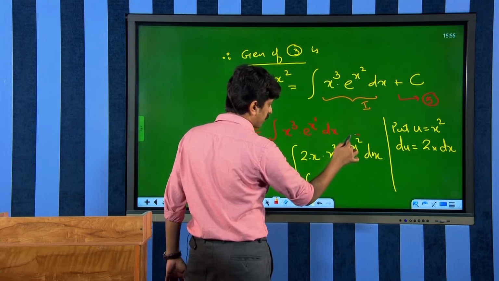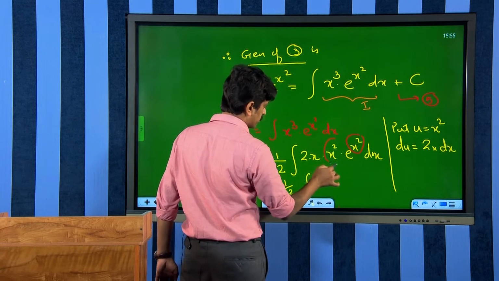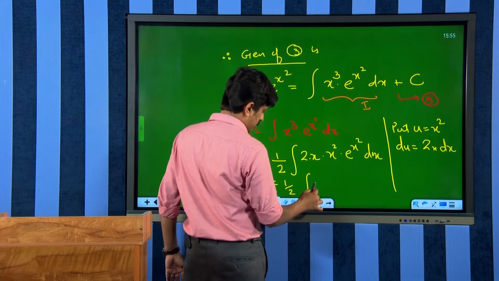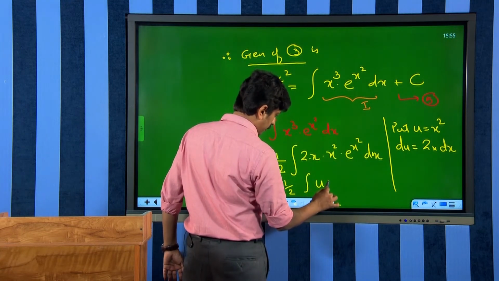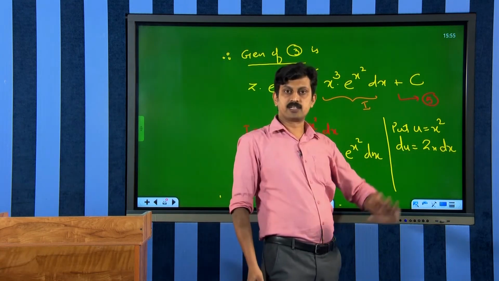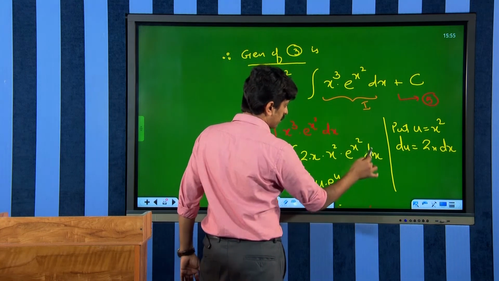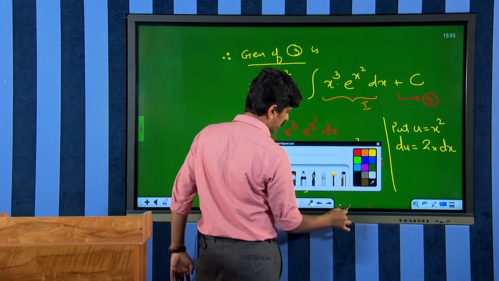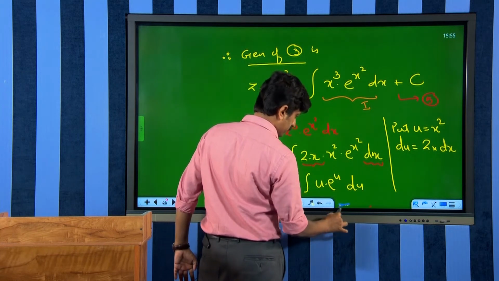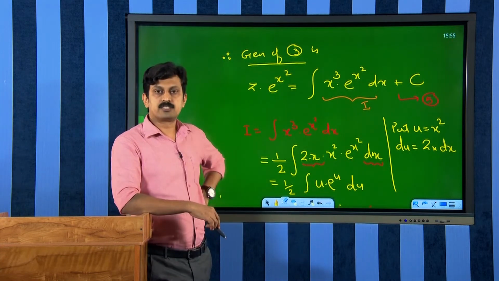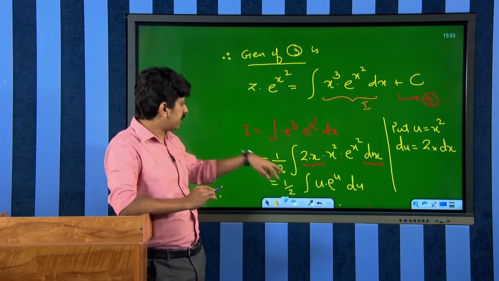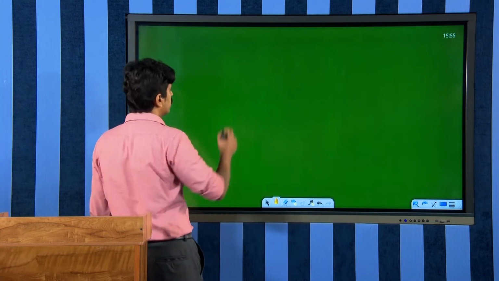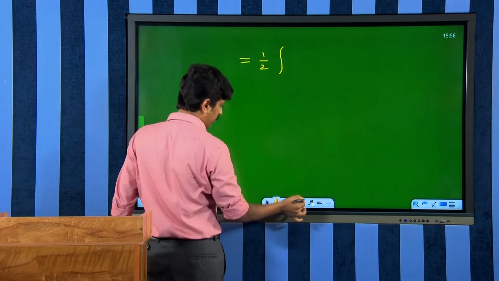Actually, this x squared is equal to u, therefore, u into e raised to u. We can write this as u e raised to u, and 2x dx is here. So, 2x dx is du. Okay. Now, we have changed the integral I into the term u e raised to u du. Just evaluate that: this is equal to 1 by 2 into the integral of u e raised to u.